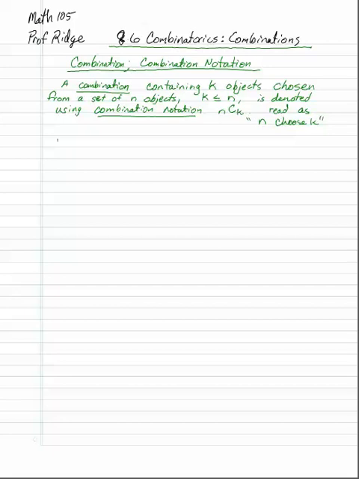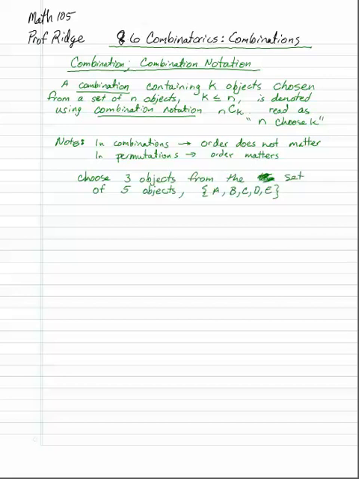Now, one thing to note is that for combinations, the order doesn't matter, and in permutations, the order matters. So if I said choose 3 objects from the set of 5 objects, objects being letters in this case, A, B, C, D, E, then one combination could be A, B, C.